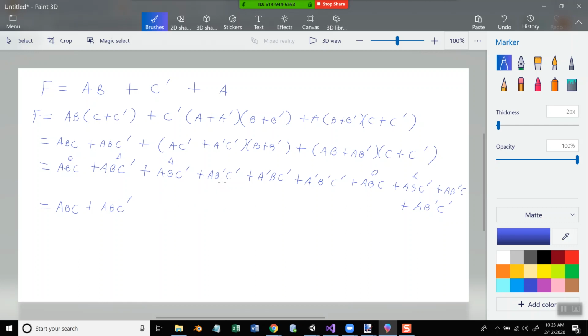Here's A, B prime, C prime. A, B prime, C prime. I see an A, B prime, C prime down here, so that goes down to one of them. See any duplicates of that one? See any duplicates of that one? And that's the last one.